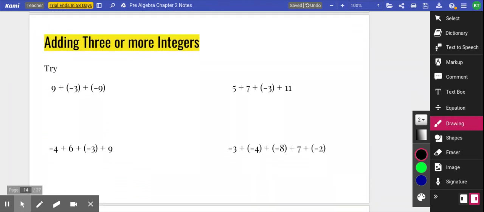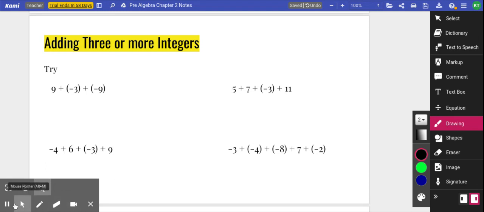All right, take a minute and pause the video here, and try these ones that include adding 3 or more integers together.